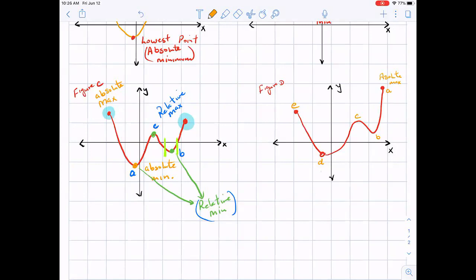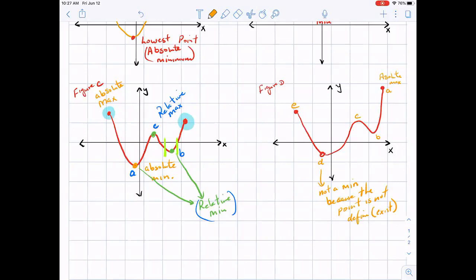So this is not a minimum because the point is not defined or does not exist. Okay, there's a hole in the graph there.